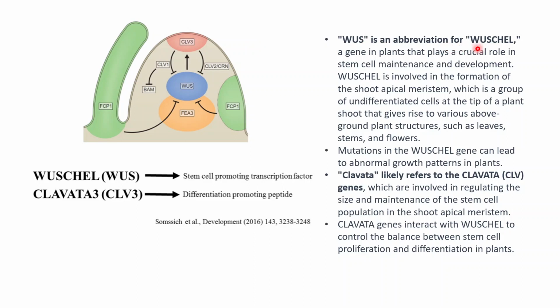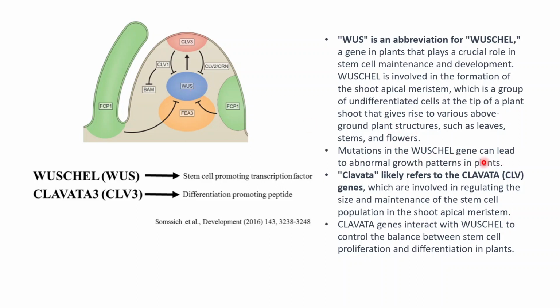Wuschel is a gene in plants that plays a crucial role in stem cell maintenance and development. The organizing center is the center where the stem cells are maintained. It provides signals which maintain the stem cells in an undifferentiated state. Wuschel is involved in the formation of the shoot apical meristem, which is a group of undifferentiated cells at the tip of a plant that gives rise to various above ground plant structures such as leaves, stems, and flowers. Maintaining this central zone, the shoot apical meristem, is the function of the organizing center by secreting this gene product, Wuschel.